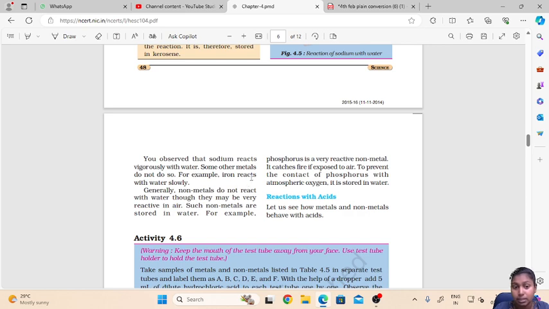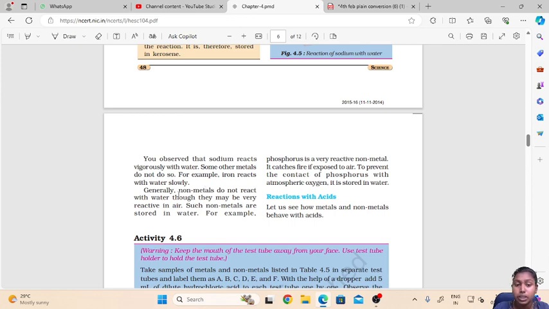For example, iron reacts with water slowly. So the rusting doesn't happen fast. It happens slowly. It takes time to rust the iron nails, right? So different metals react differently with water. Sodium reacts fast, but iron reacts slowly.